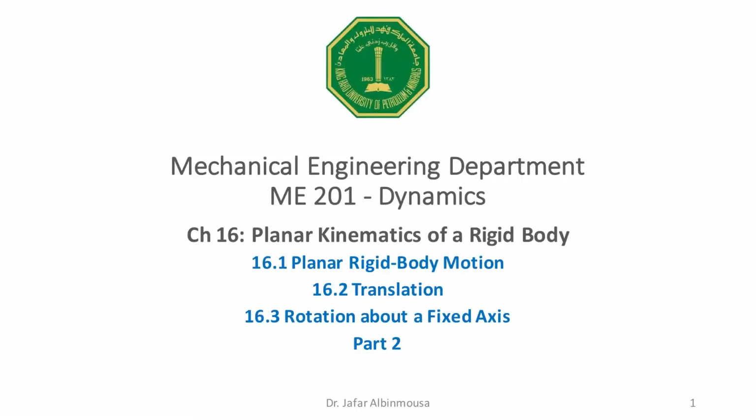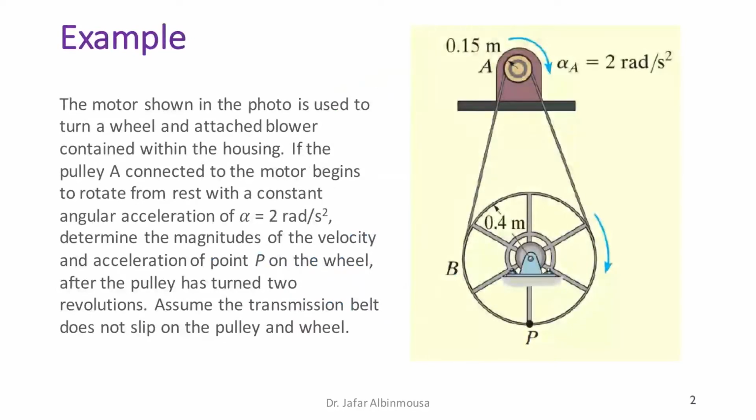Welcome again to this session, which is a continuation of the previous one on sections 16.1, 16.2, and 16.3. So the purpose of this part is to have one complete example. In this example, we have a motor shown here in this photo used to turn a wheel and attached blower. Right here, that's the blower, that's the wheel.